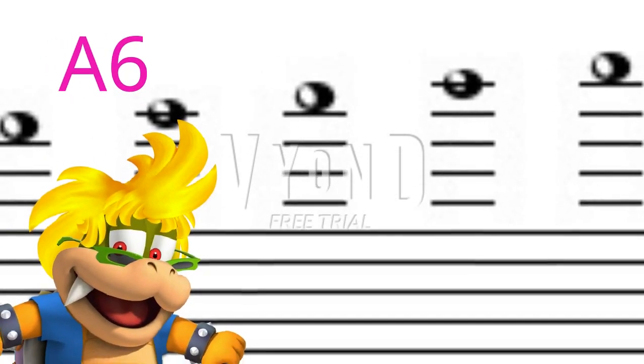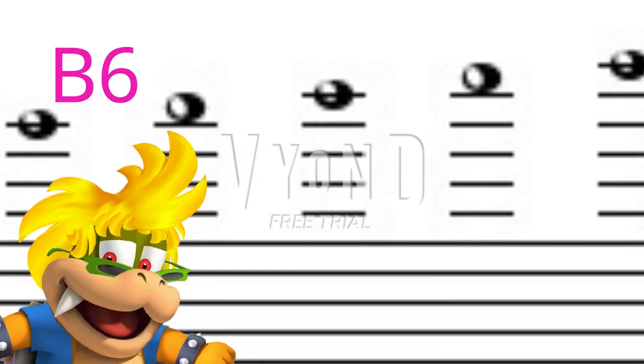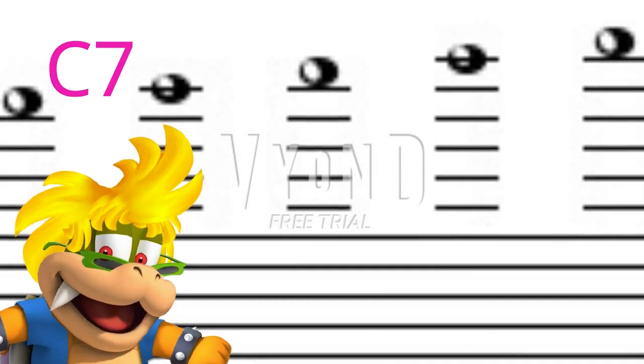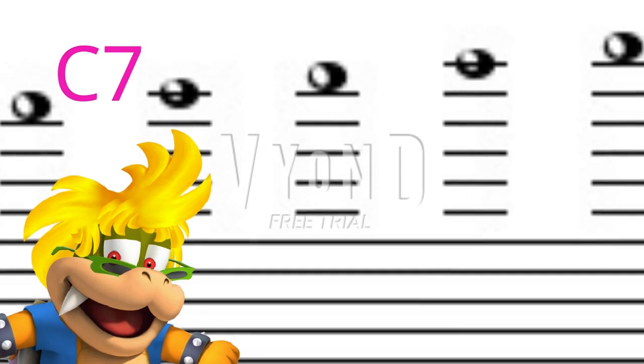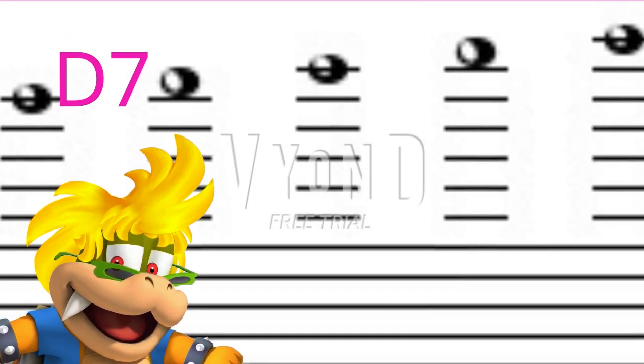G6 is on the fourth ledger line above the treble staff. A6 is in the fourth space above the fourth ledger line above the treble staff. B6 is on the fifth ledger line above the treble staff. C7 is in the fifth space above the fifth ledger line above the treble staff. D7 is on the 6th ledger line above the treble staff.